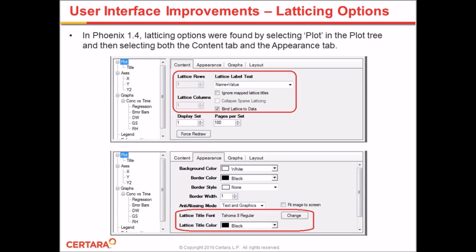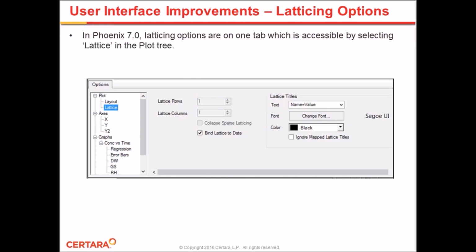Now we're going to move into improvements in the usability of the user interface. In Phoenix 1.4, to find the latticing options, you needed to know to select plot in the plot tree, and then some of the options were on the content tab and some of the options were on the appearance tab. I was always searching for these options because I didn't remember to look at plot in the plot tree. So now in Phoenix 7.0, we have a lattice option directly in the plot tree with all your lattice options combined here. Now this does not include spacing of latticing because spacing is considered a layout option.